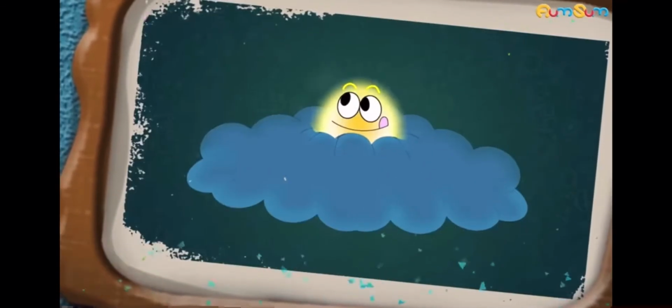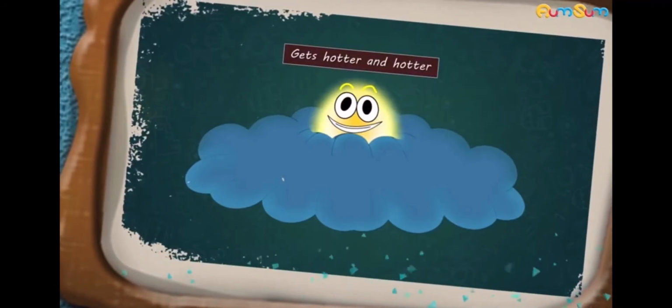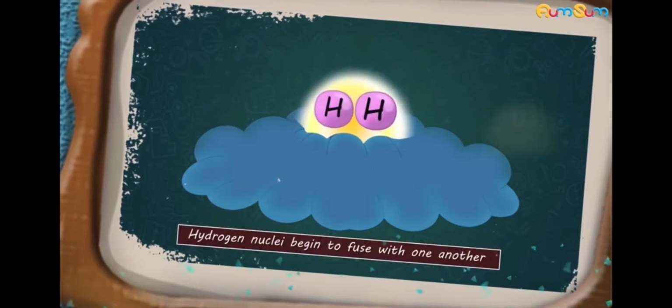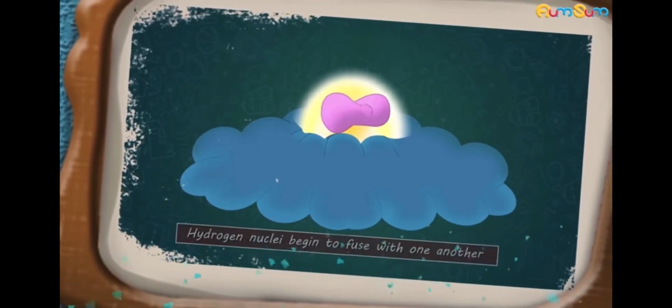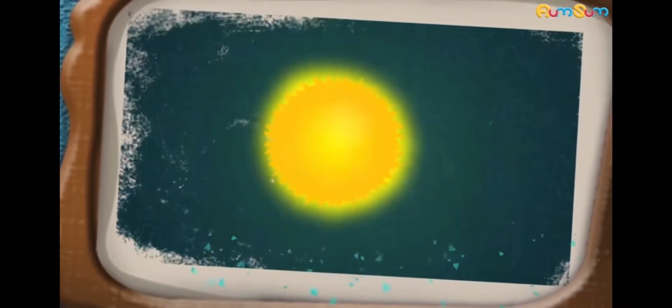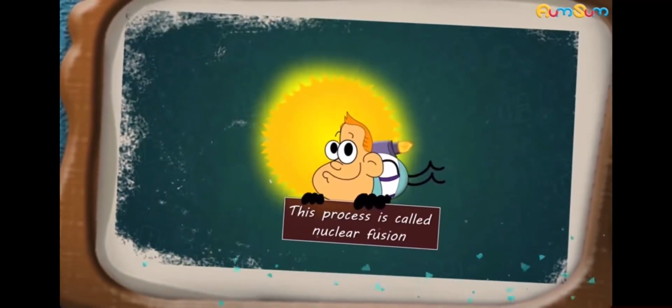A protostar continues to pull more molecules and gets hotter and hotter until the temperature and pressure reach such an extent that hydrogen nuclei begin to fuse with one another, producing helium and releasing heat, light, and radiation. This process is called nuclear fusion.